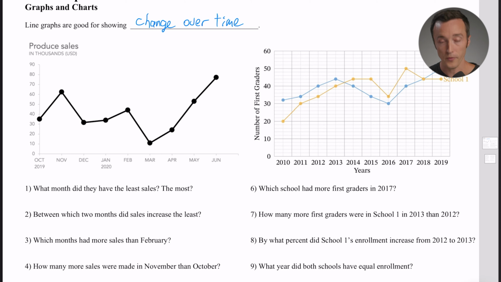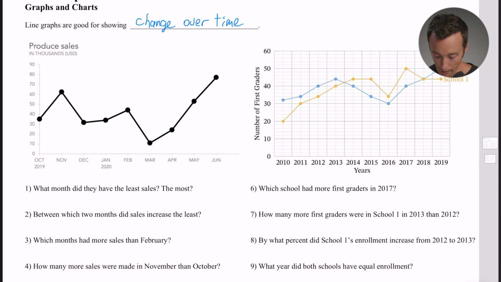So let's take a look at the first chart and let's use it to answer numbers 1 through 5. As always, take a second, make sure you know what that graph is showing you. So the name of this graph there at the top, it says produce sales. Looks like on the x-axis I have the different months, and on the y-axis I have the sales in thousands of dollars. Okay, so let's see if we can answer some simple questions based on that.